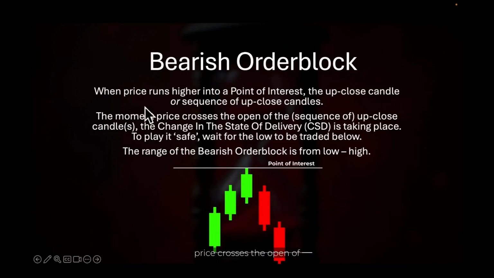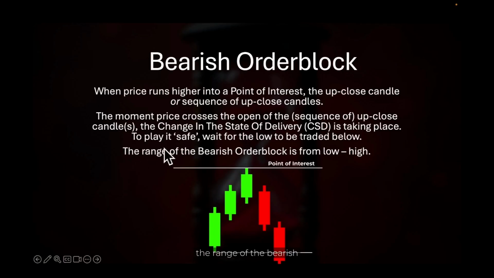Meaning, the moment price crosses the open of the sequence of up close candles, or just the open of that first candle, the change in the state of delivery (CSD) is taking place. To play it safe, wait for the low of that sequence of up close candles to be traded below. The reason why is because when you see the market displace below the low, which set up the repricing into the point of interest, from that moment in time, you can say with confidence, all right, we have likely formed a high and we're now going to turn around.